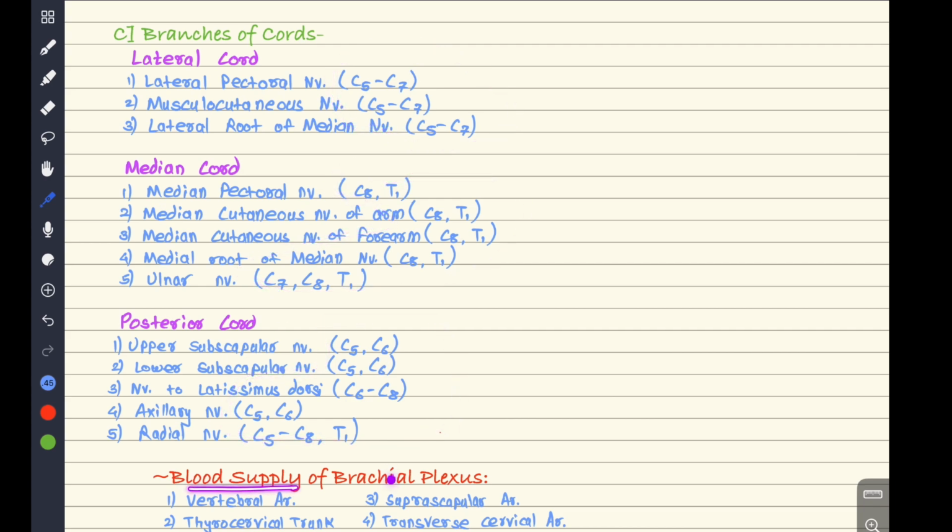Now blood supply of the brachial plexus. Brachial plexus is supplied by a vertebral artery, thyrocervical trunk, suprascapular artery and a transverse cervical artery.